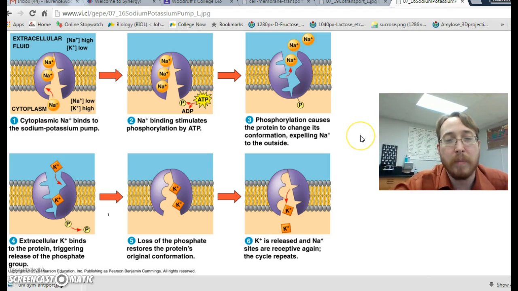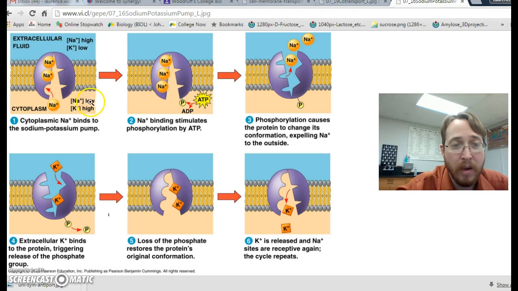This is the Sodium-Potassium pump. You actually saw a video of this when we were taking our early tour of the cell at the beginning of this unit. It is an antiporter. So what happens is we have the extracellular fluid and we have the cytoplasm. So this is all inside the cell. This is outside the cell.